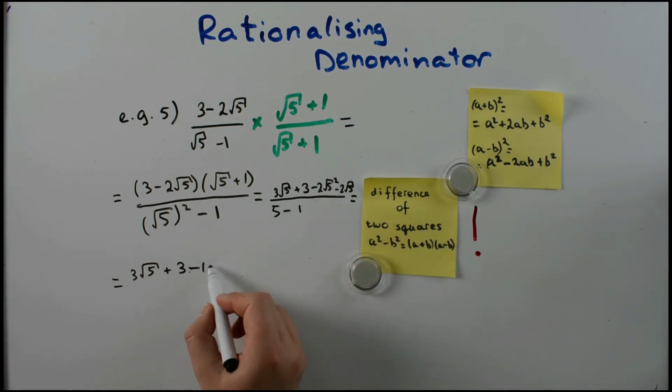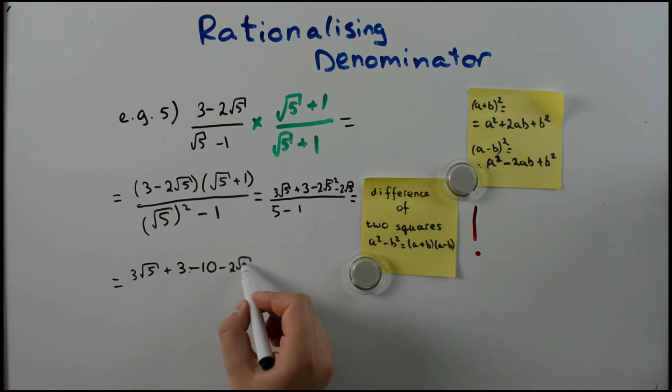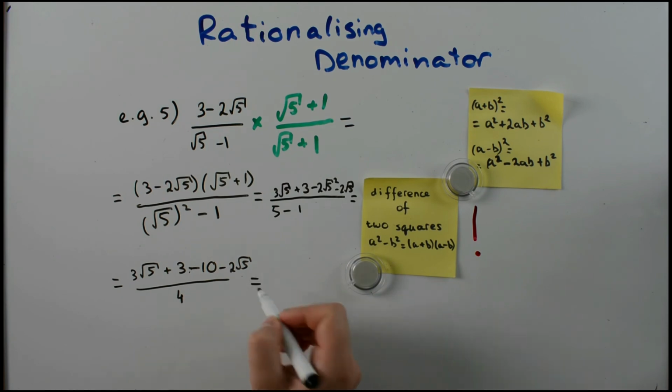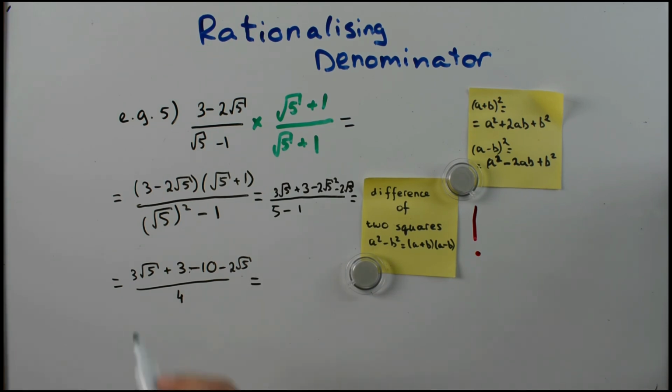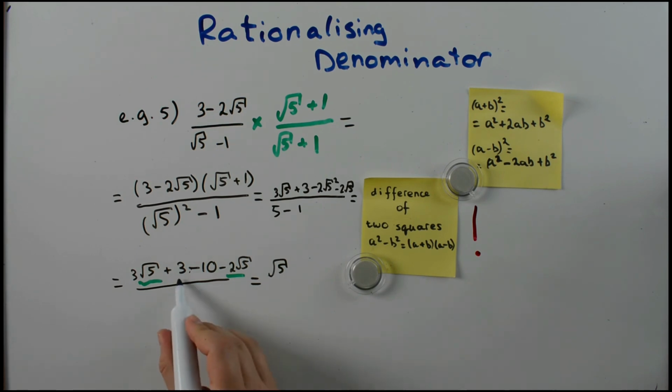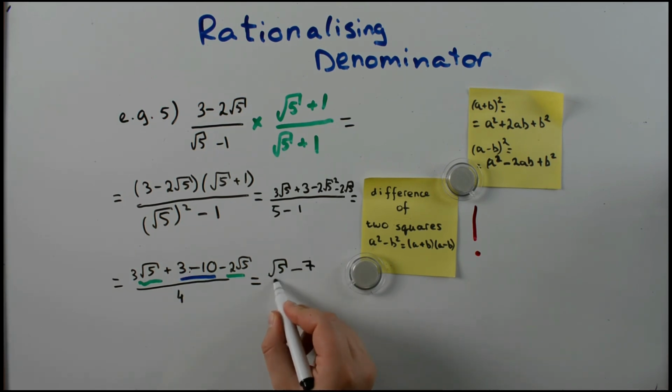Okay, and also a final simplification for our denominator, so it becomes 4. And then, as you can see, we have 2 numbers that have square root of 5, so they can be combined together, and it becomes square root of 5. And then 2 numbers 3 and minus 10 can be combined together as well, so it becomes square root of 5 minus 7 over 4.